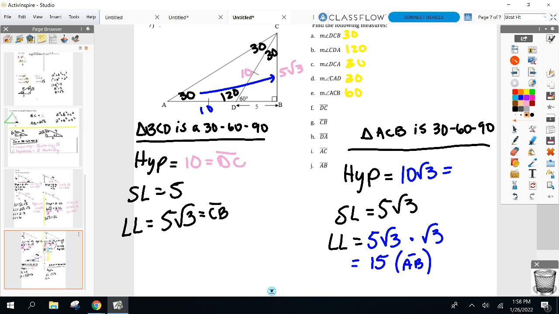And that is side. Whoa, whoa, whoa. Caitlin's going to finish. She's a finisher. What side is that in the diagram, Caitlin? AC. Let's go. There you go. AC. 10 radical 3. Good job.